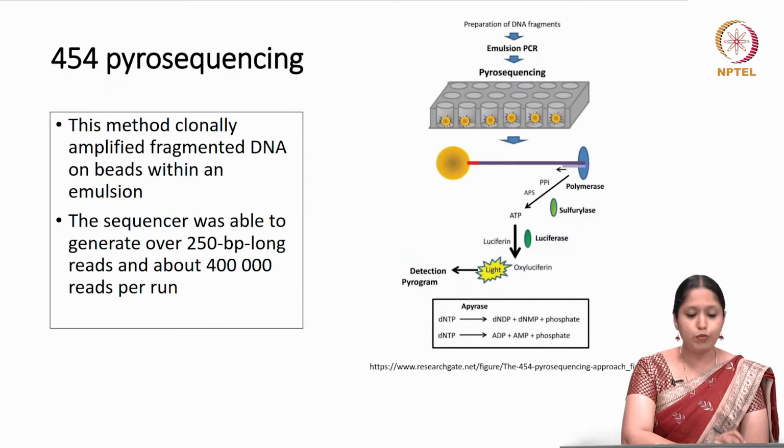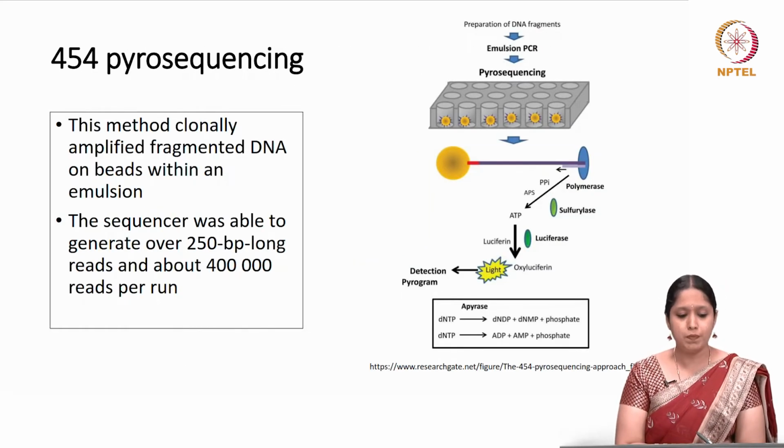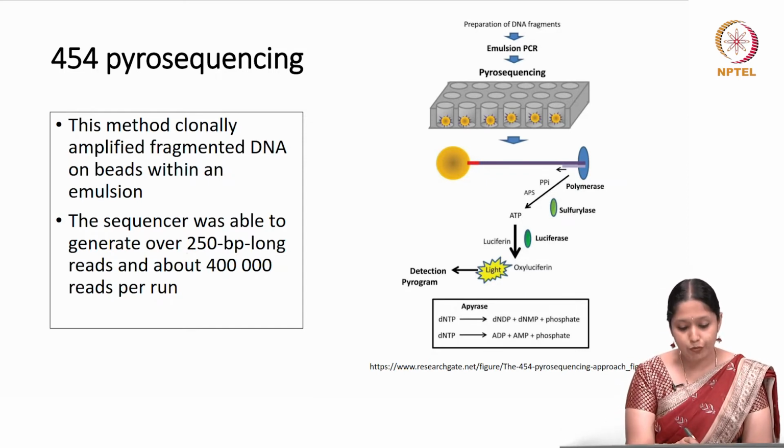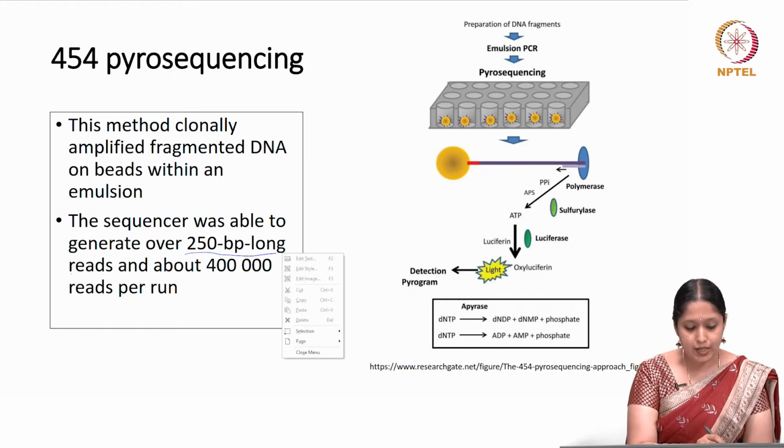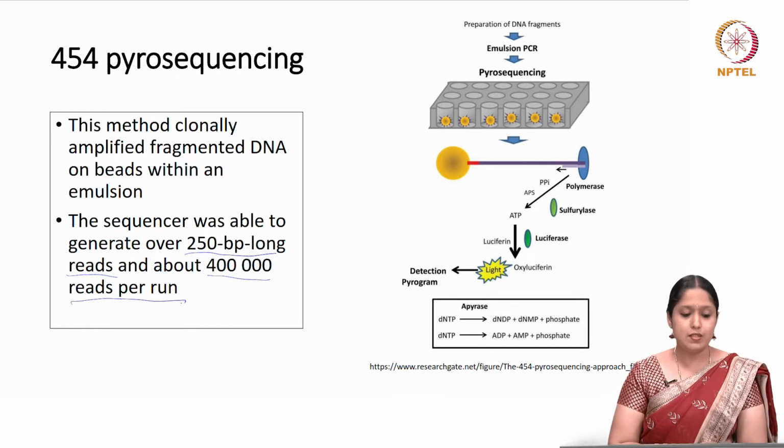So first comes the 454 pyrosequencing. The main function of 454 pyrosequencing is that it clonally amplifies fragmented DNA on beads within an emulsion. The sequencer was able to generate over 250 base pair long reads and about 4 lakh reads per run. So this is about 454 pyrosequencing.